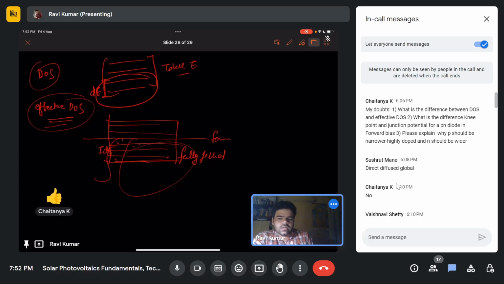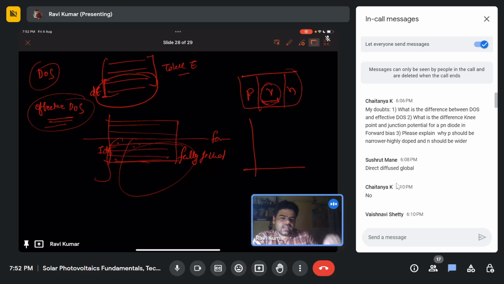Second thing, what is the difference between knee point and junction potential? I told you, if we have a PN junction, the voltage which is built in this PN junction is known as junction potential, and if we apply an external voltage, when this external voltage equals V, that is known as knee voltage. Please explain why P should be narrower, highly doped, and N wider. It's a reverse question. We have a narrower N side and a wider P side. I told you the reasons behind it.